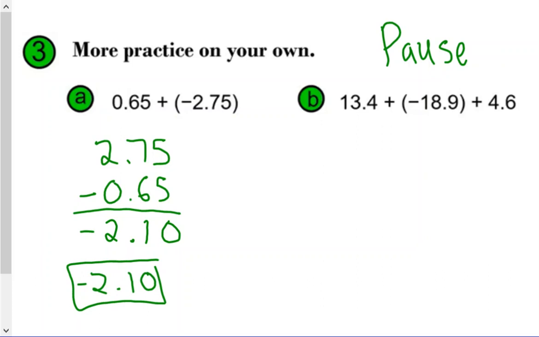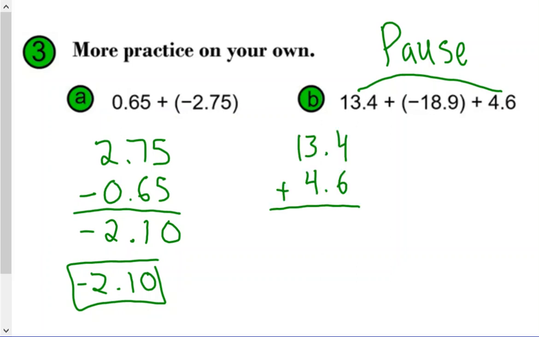Alright, the example B, we have 3 different numbers. 2 of them are positive and 1 is negative. So you could do this a couple different ways. You could either go from left to right and do them all together, or you could combine these positive numbers together and then add the negative 18 9/10 after you combine the positives. And for me, I'm going to go ahead and add the positives together and then worry about that negative number last.